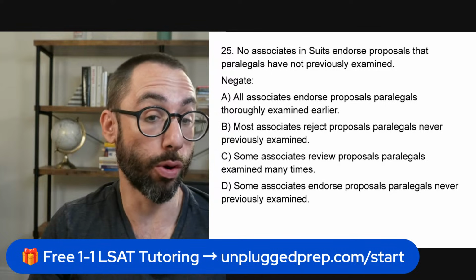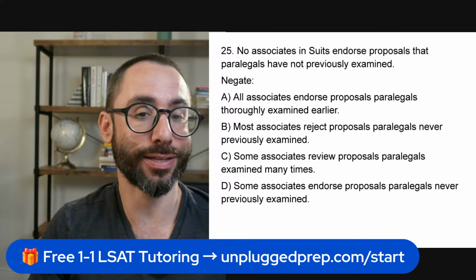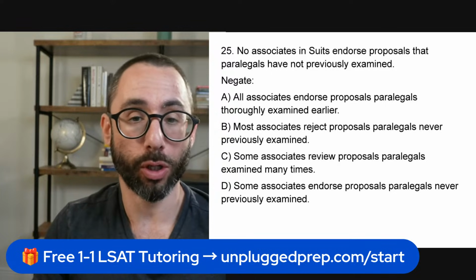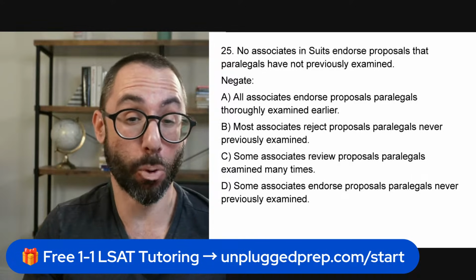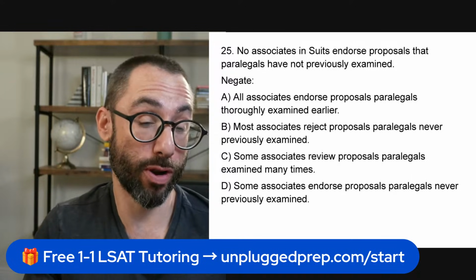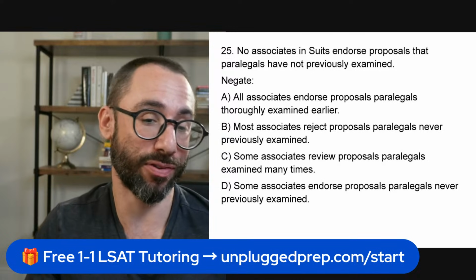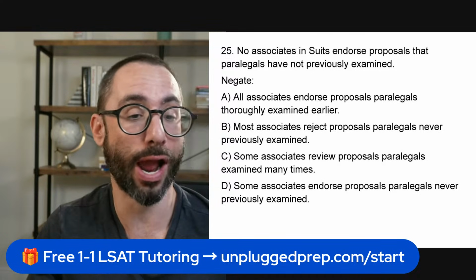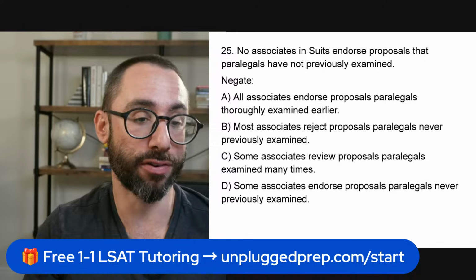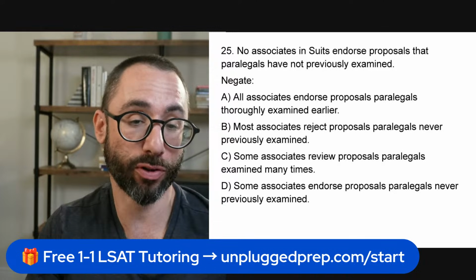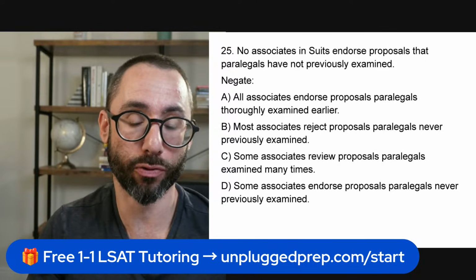Opposite of no or none is some or at least one. So choice A saying all, more like a polar opposite, too extreme, not going to be our answer here. B says most, doesn't really line up as an opposite for the word no. We want some or at least one, which D as in Delta says. Some endorse because the original said none of them endorse. So D is the answer.